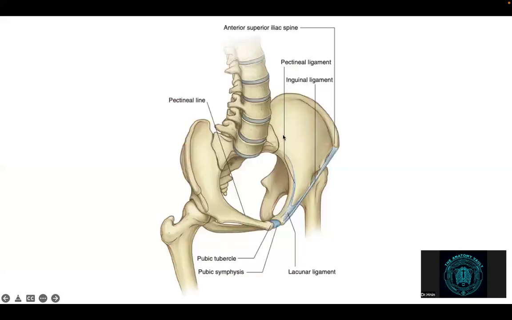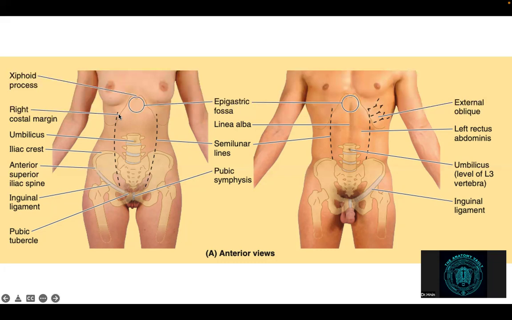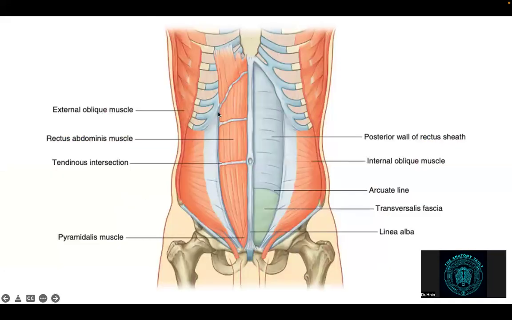The semilunar line extends from the region of the lower costal margin down to the pubic tubercle. Semilunar line: lower costal margin to pubic tubercle. These visible lines help define the characteristic appearance of the anterior abdominal wall.